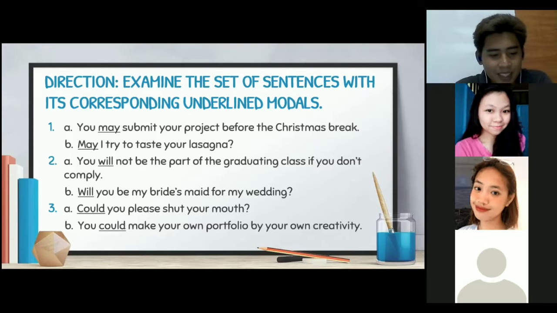Now, what did you notice in these two sentences? Yes, Angelica? The modal verb used in this set is could, and its function in the first sentence is for requesting, while its function in the second sentence is for giving permission. Very good, Angelica. Thank you. Good job, class. I really appreciate that you learned a lot from our previous discussion, and that you earned your learnings on modal verbs.